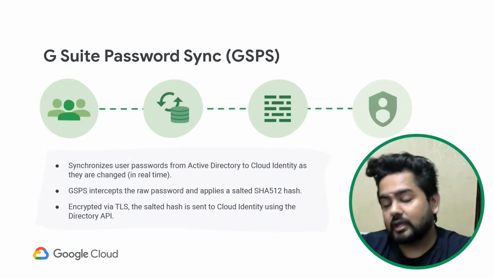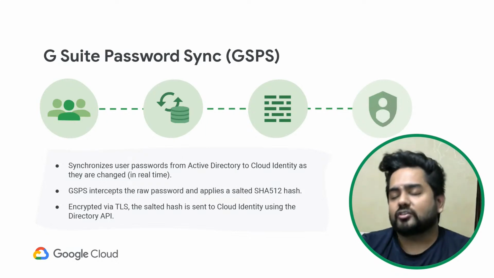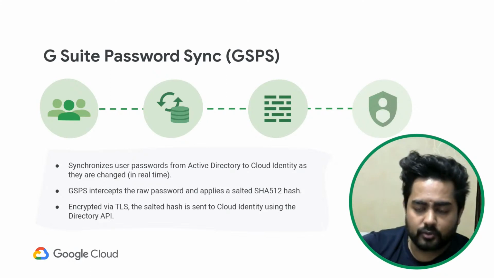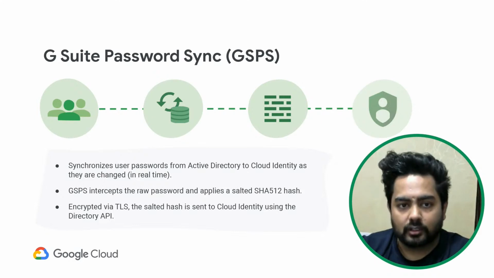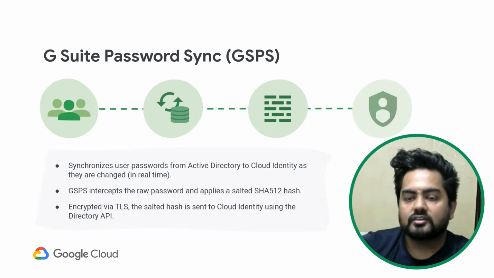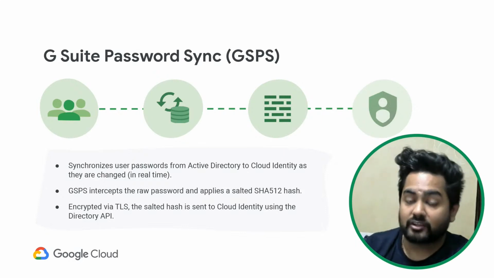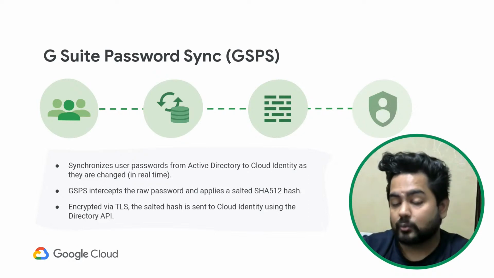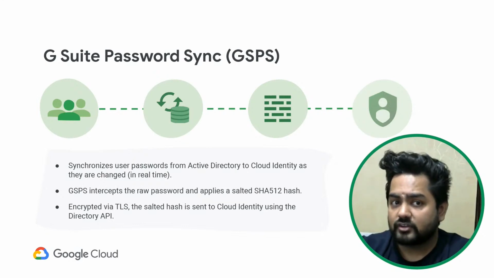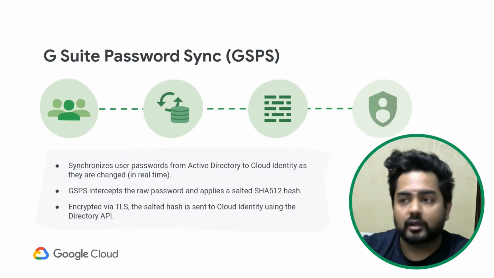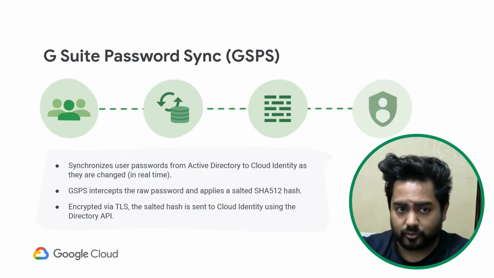So it's also a great thing to say, hey, we don't want to use a new password. How do we sync the on-prem to the cloud? That's where you will use the GSPS, which is G Suite Password Sync. GSPS will intercept the raw password and then apply a SHA-512 hash before it's transmitted over an encrypted TLS channel. So your passwords are never exposed to anyone in transit. And then only a hashed version is sent to the cloud identity using some native APIs. So those are great features that you can use to sync the password, right?